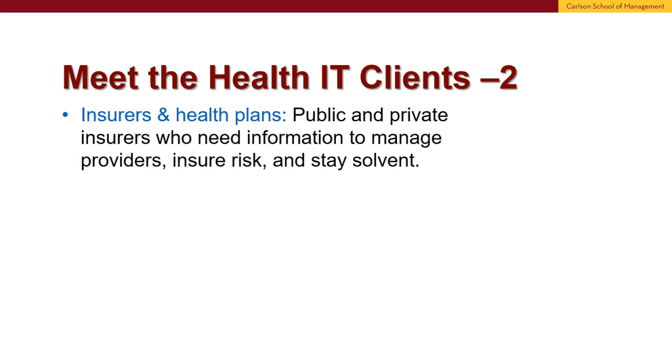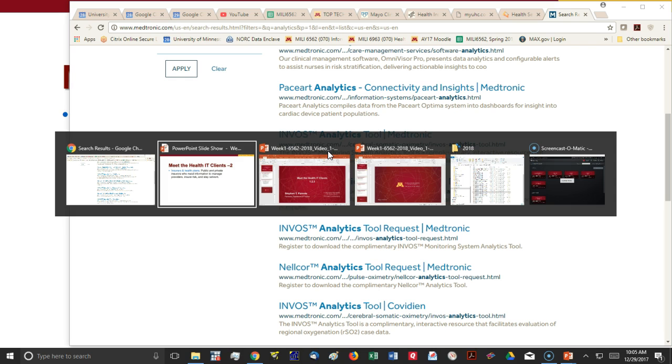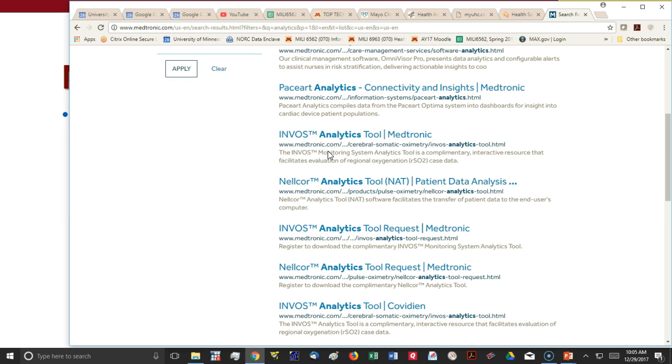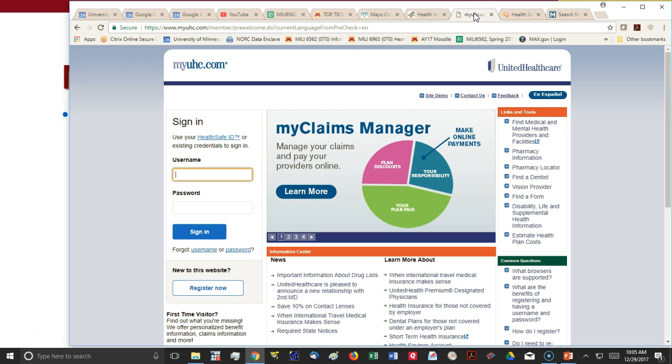Insurers and health plans. Huge client. Basically public and private insurers who need information to manage providers, ensure risk, and stay solvent. So there's lots of different flavors that sort of come around in this space. Again, take a tour over to our friends, another part of the road, United Healthcare.